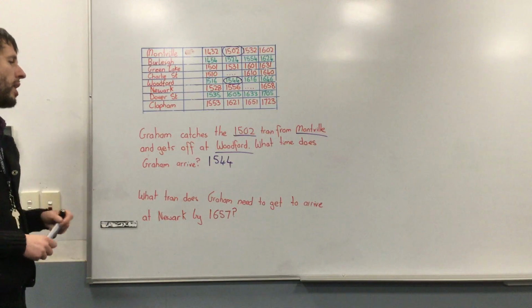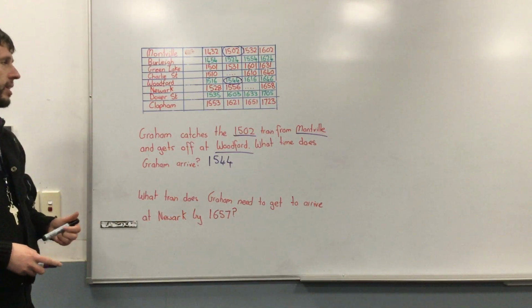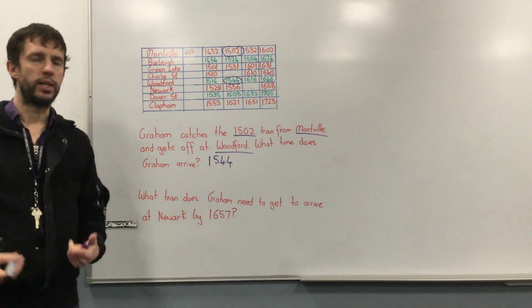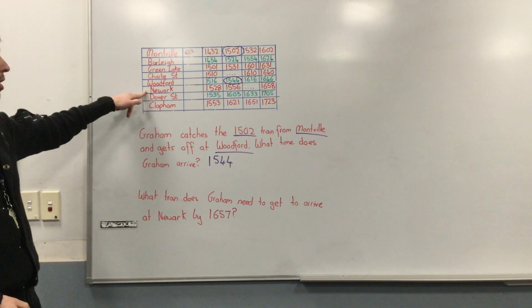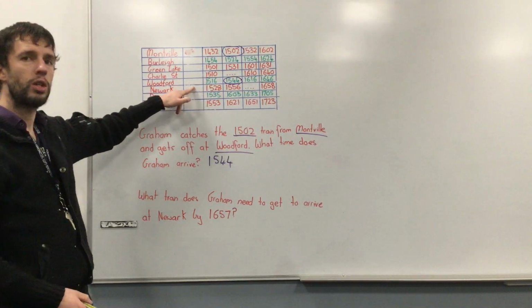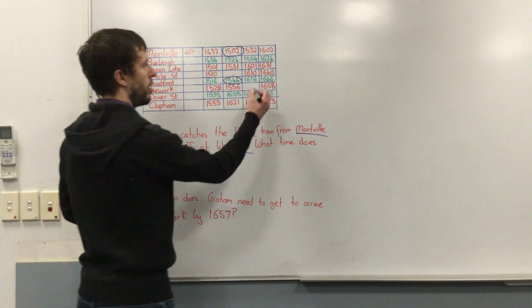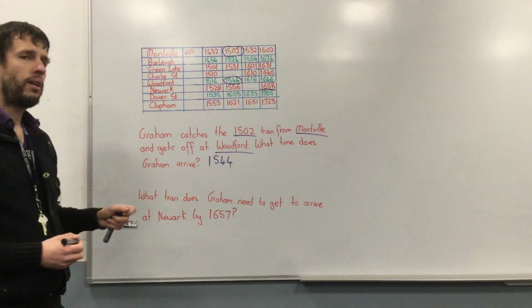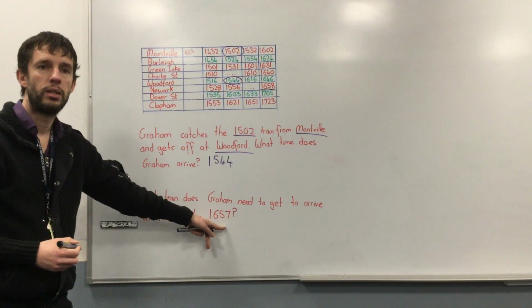What train does Graham need to get to arrive at Newark by 16:57? So first thing I need to do is work backwards. I start at Newark and I go across to the time. Now I can see here it's got 16:58. So if I catch this train, I'm going to be getting there 1 minute late.